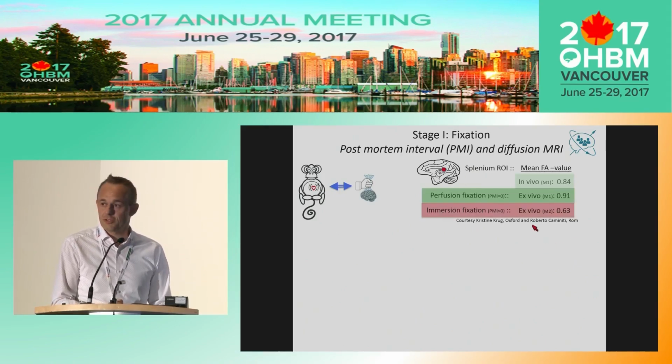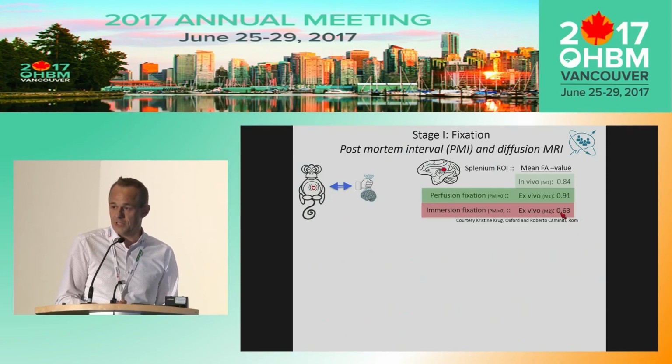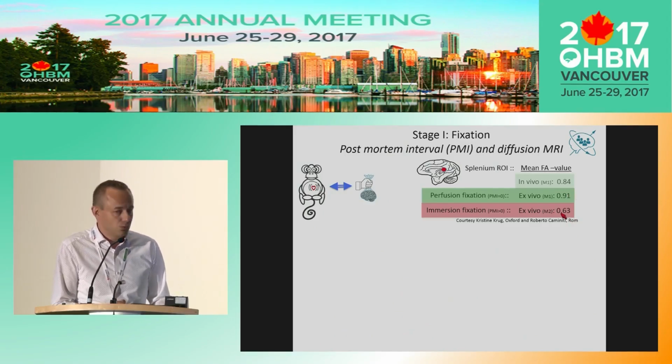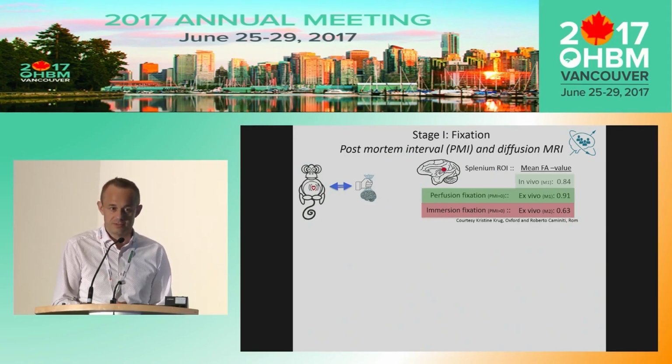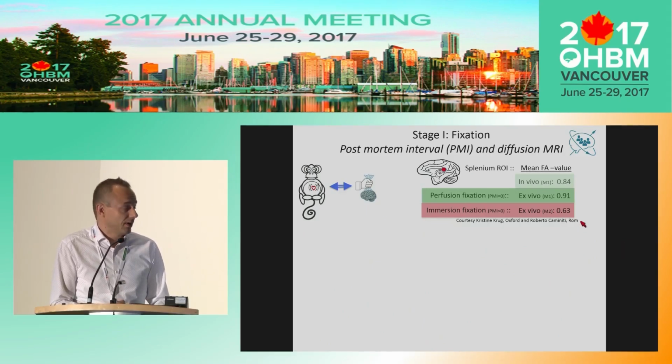Now, in another situation, we take another monkey brain, and now we do the immersion fixation instead. So in this situation, the post-mortem interval is not 0. And if I make a ROI in the same part of the brain, the splenium, then we can see that the FA value has now decreased. This decrease suggests that we do have some kind of autolytic effects taking place. So we are sensitive enough to detect these small autolytic effects. And this lower FA also suggests there might be things happening in the tissue, so it's not really a good model of in vivo. You need to be aware of it.